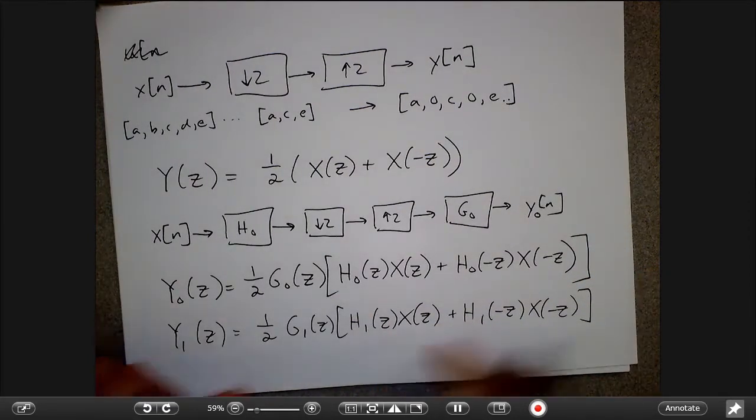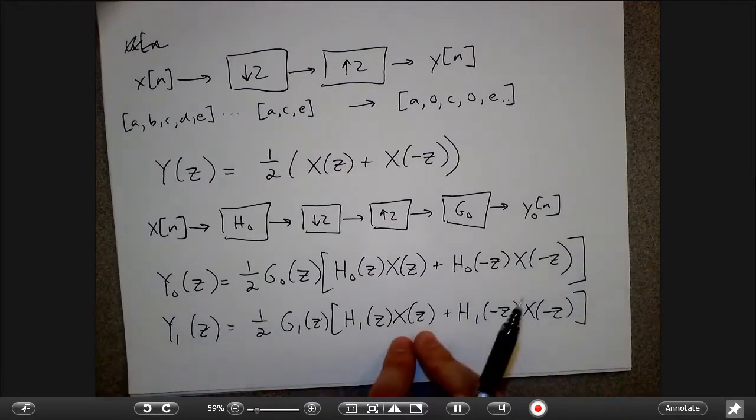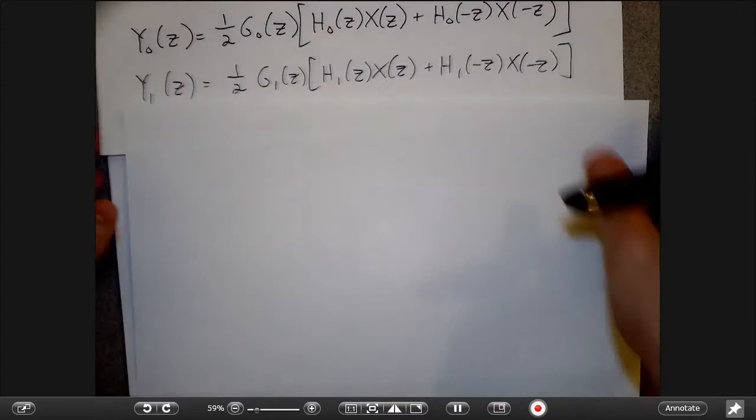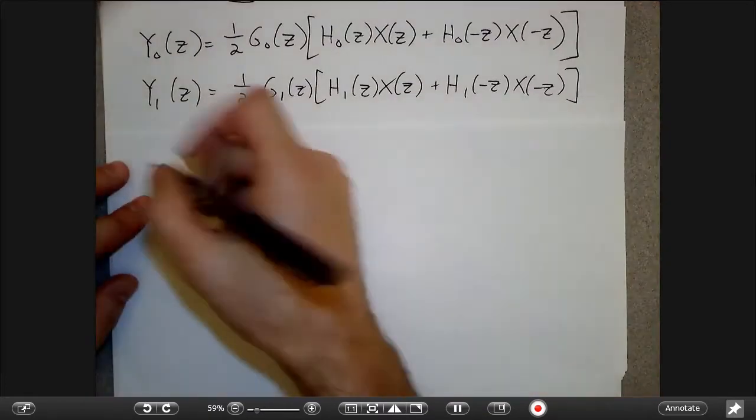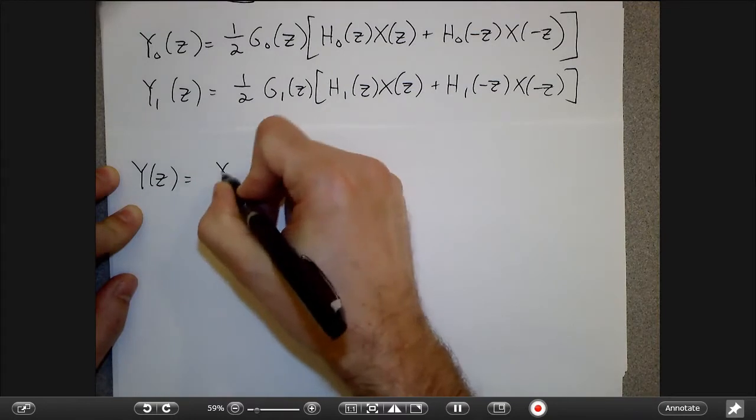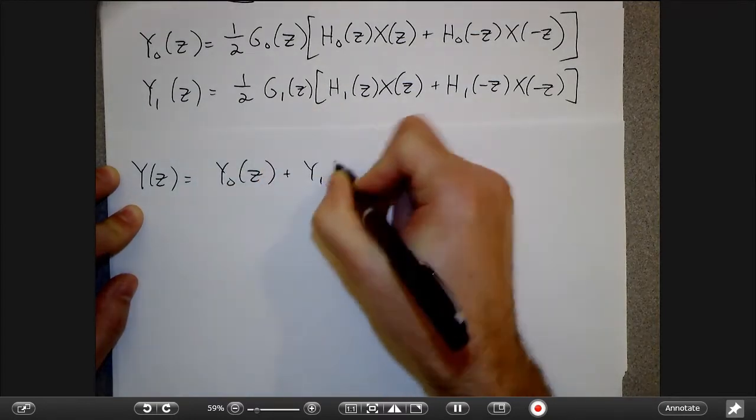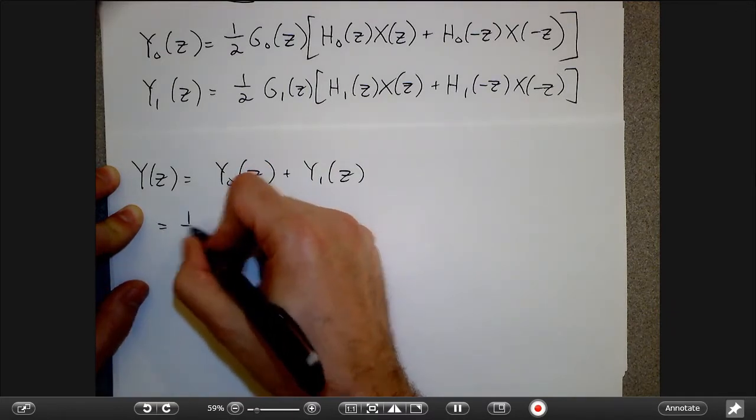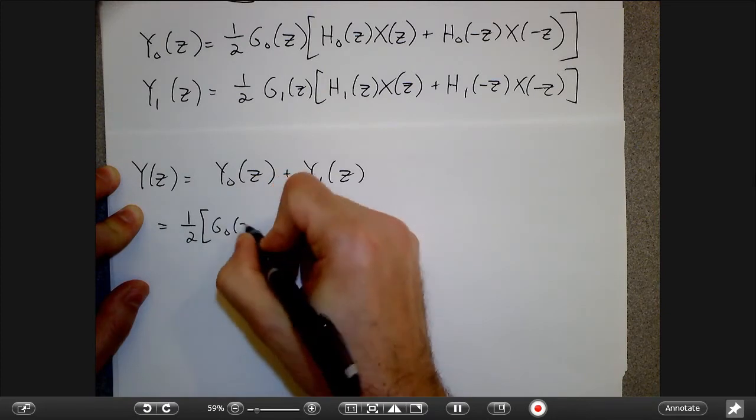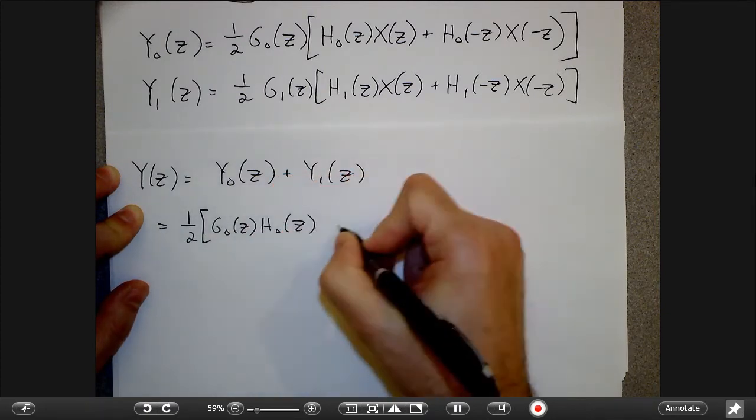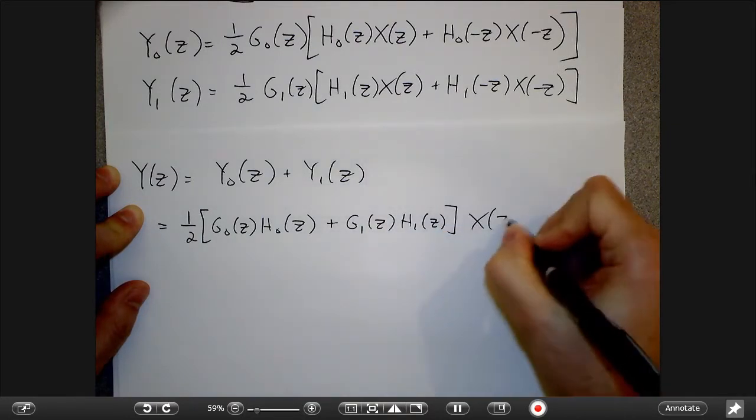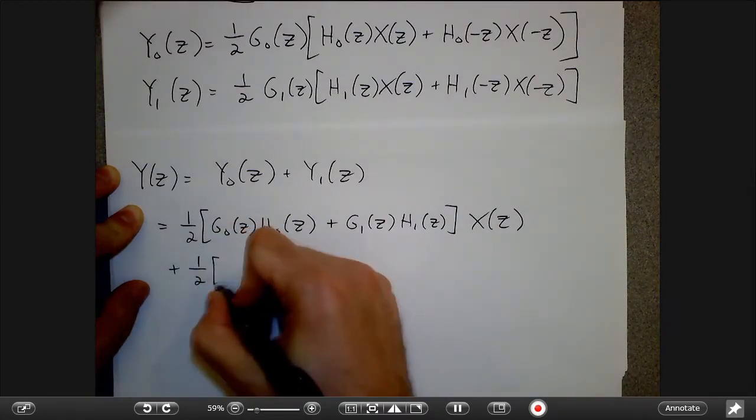If I added these two things up, what I'm going to do is collect these in terms of a part that only depends on X(z) and a part that depends on X(-z). So my sum of these two things, the overall output, would be a part that depends on X(z) only, and a part that depends on X(-z).